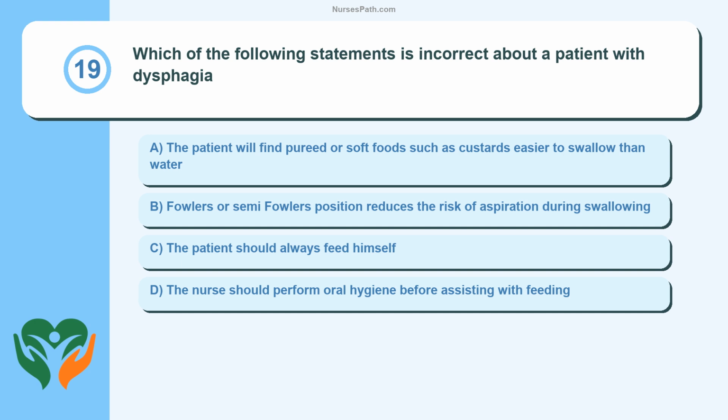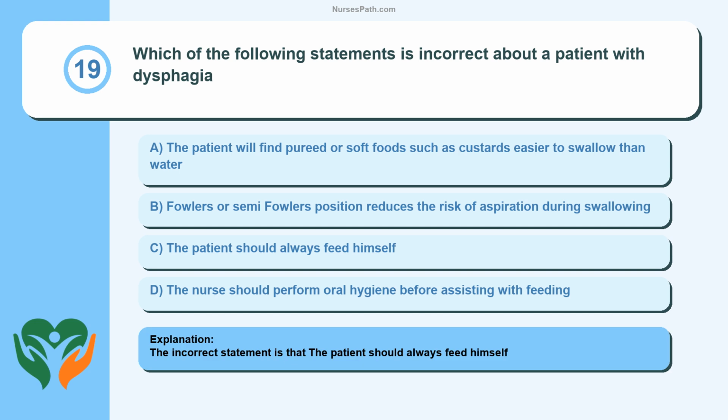Question 19. Which of the following statements is incorrect about a patient with dysphagia? The patient will find pureed or soft foods such as custards easier to swallow than water. Fowler's or semi-Fowler's position reduces the risk of aspiration during swallowing. The patient should always feed himself. The nurse should perform oral hygiene before assisting with feeding. The incorrect statement is that the patient should always feed himself.